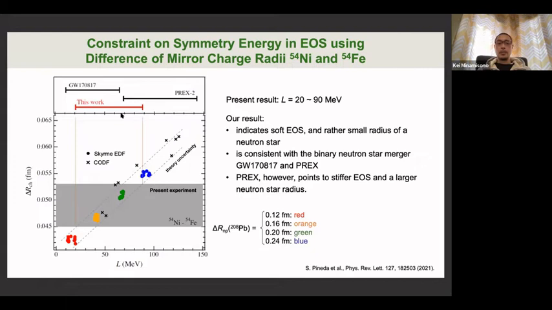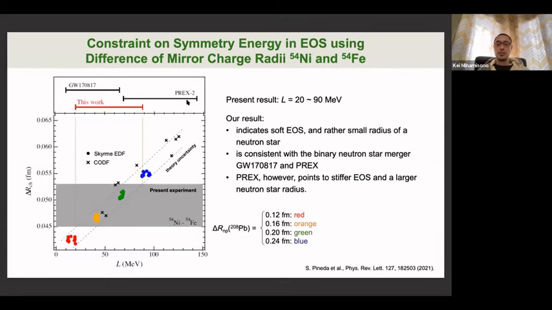So our result indicates a soft equation of state, meaning a small radius of the neutron stars. And our result is also consistent with the gravitational wave signal from the binary neutron star merger GW170817, and also the result from PREX-2, however, within 1 sigma error bar. However, PREX-2 likes to point to a stiffer equation of state, larger L.